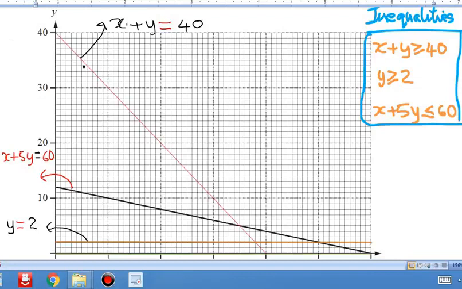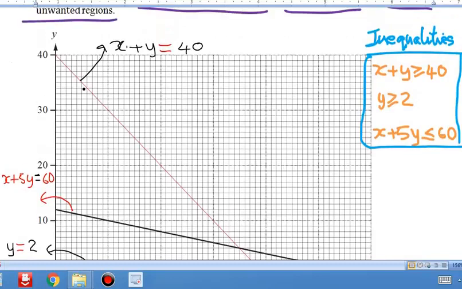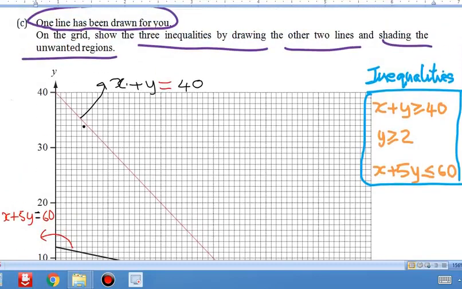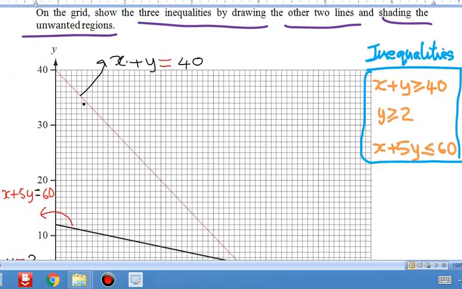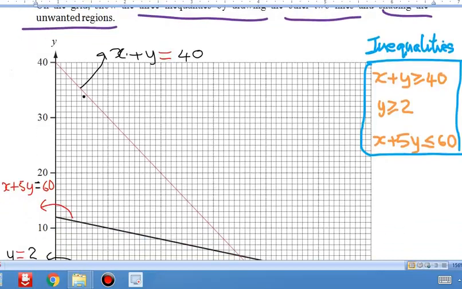Fine. So let's go ahead to the most important part of this topic, which is shading the unwanted regions. Well, what do you understand by the words unwanted regions? Unwanted regions are those regions which are not explained by the inequalities. Now the inequality x plus y greater than or equal to 40 defines a region of all the points which are above the line x plus y equals 40.